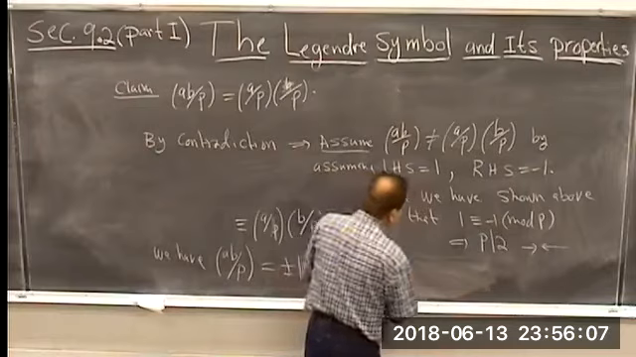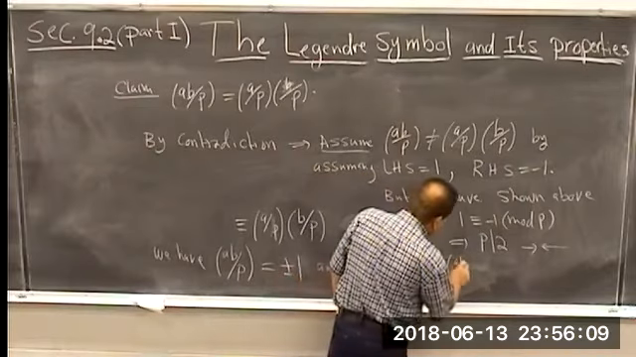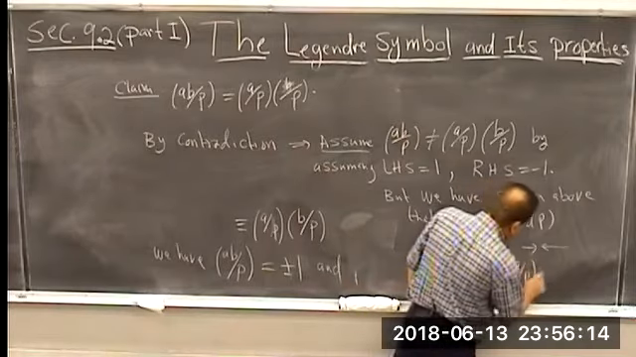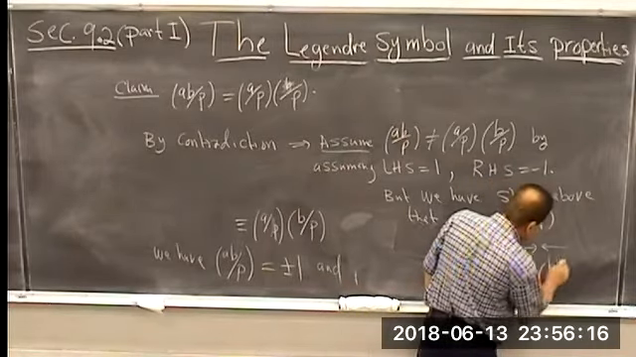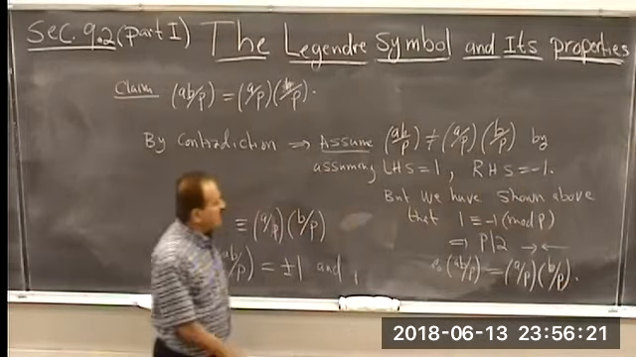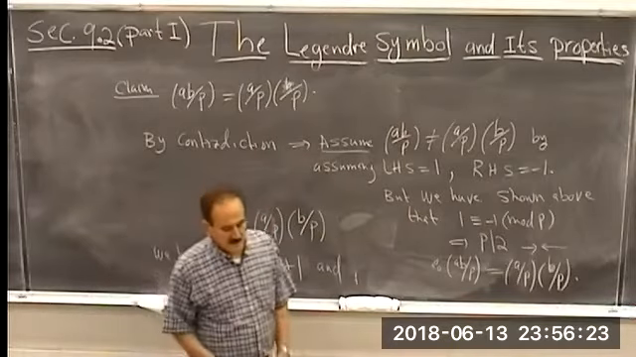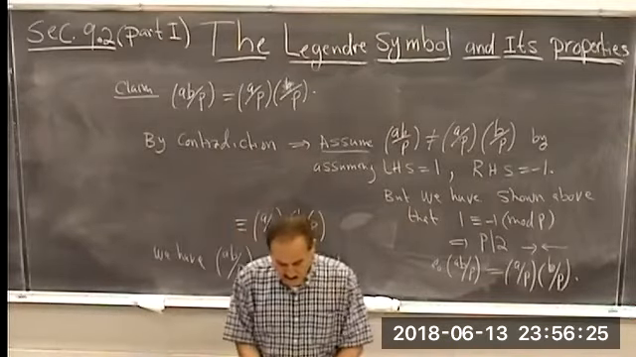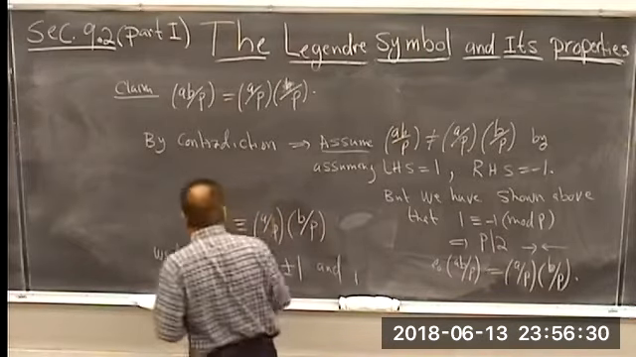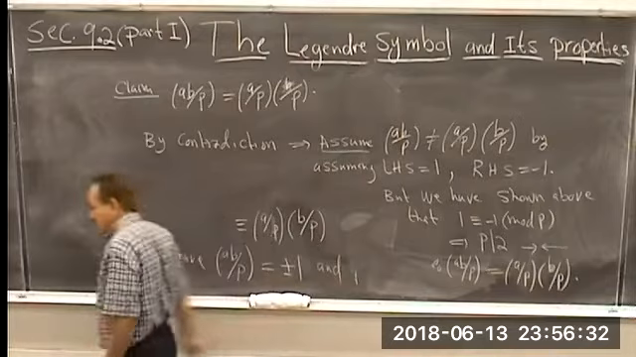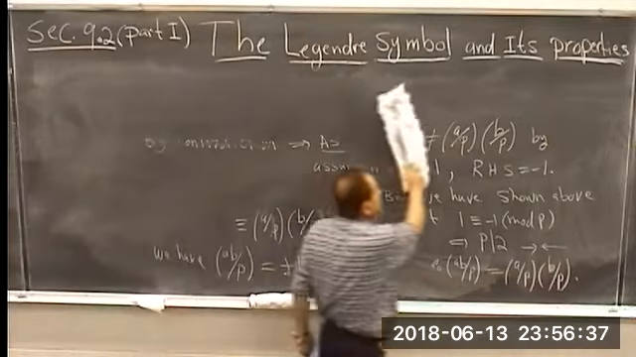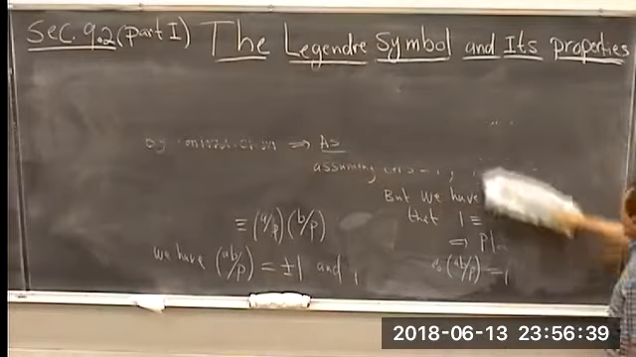So therefore, (AB/P) and (A/P)(B/P) must be the same. They are not just congruent to each other, they are equal, all right? Now this provides another proof for the second property. It follows from this statement very clearly, of course.